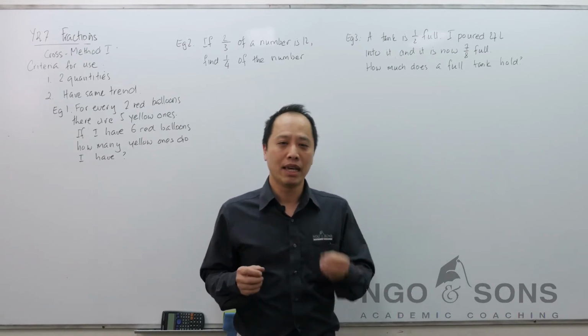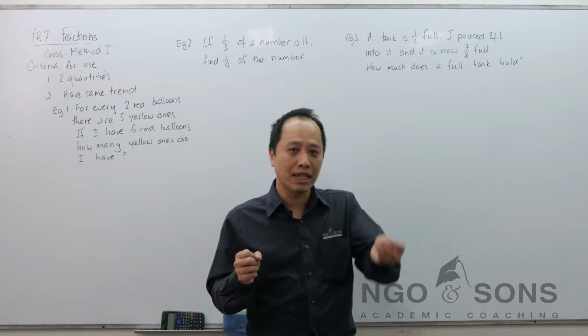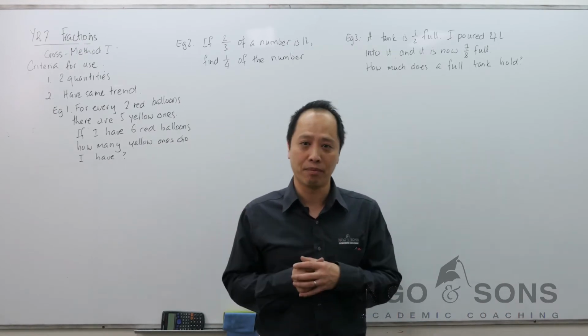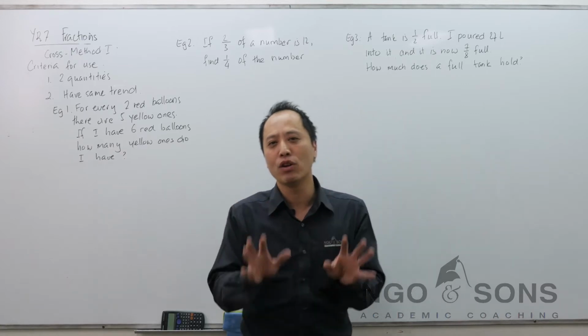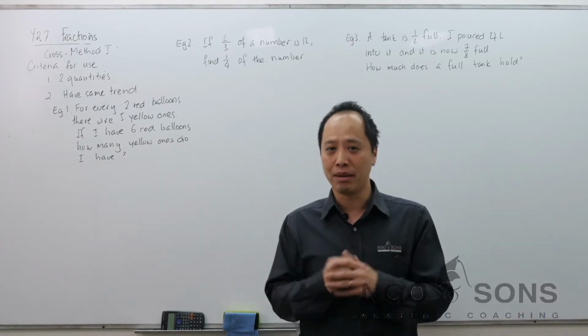So what does that mean? It means that if one quantity goes up, the other one must go up. If one quantity goes down, the other one must go down. So now let's have a look at an example of what I mean by this.